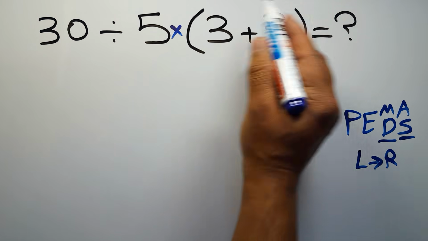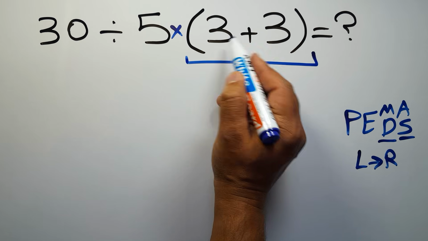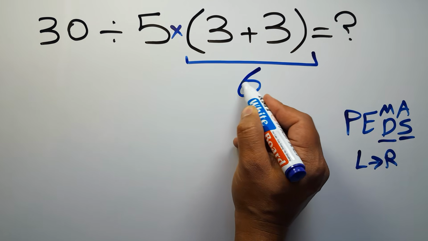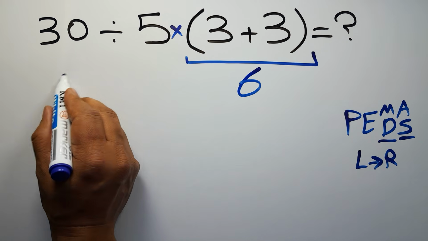So first we have to do this parentheses. Inside this parentheses, we have 3 plus 3, which equals 6. So we have 30 divided by 5, then times 6.